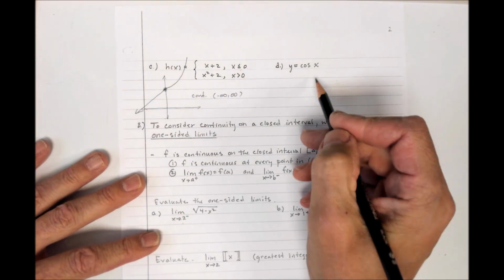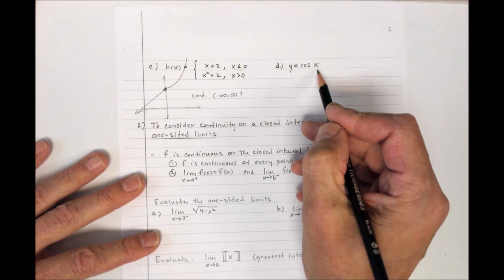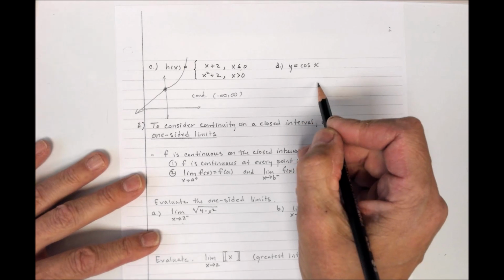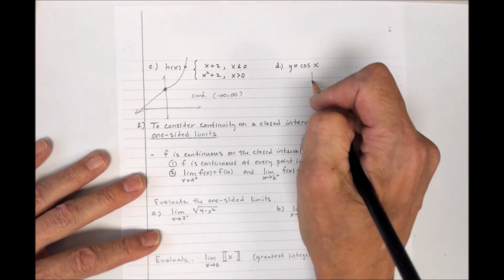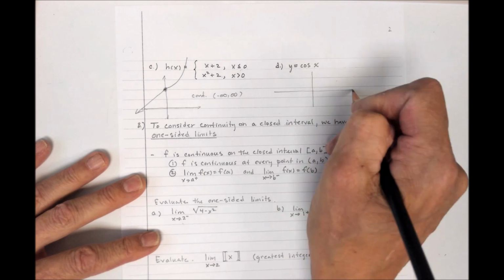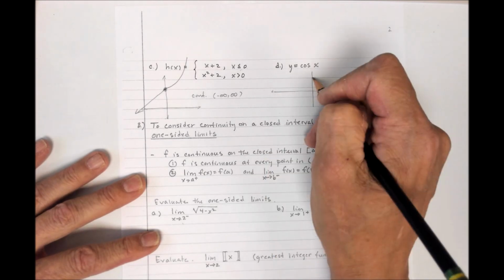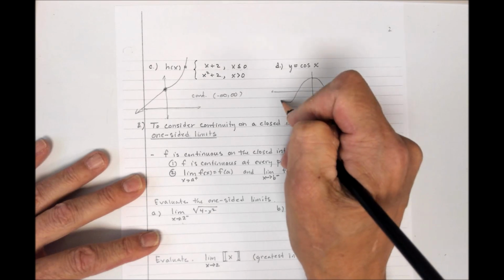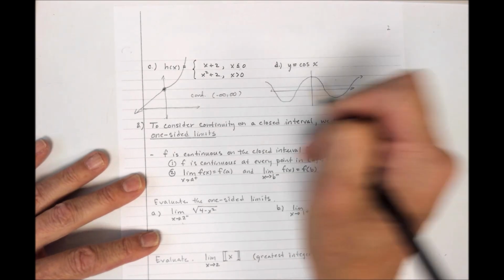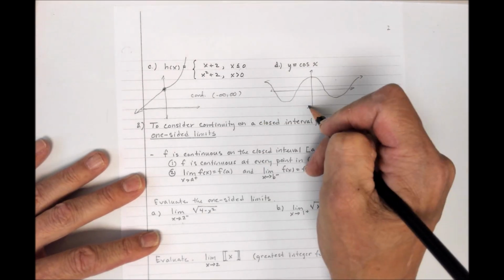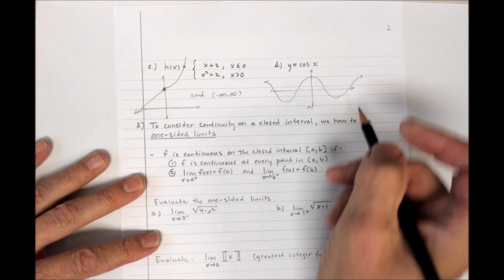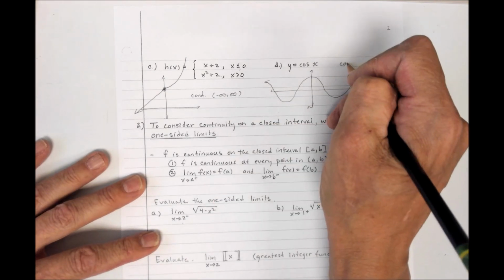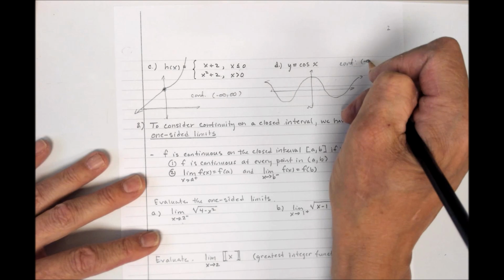Now the same thing's going on here with the cosine of x, because you guys know what the graph of the cosine of x looks like. It's a periodic function. This is going to be really rough. It's going to look something like this. And this is going to continue forever and ever, as you know. So this is continuous everywhere, or everywhere continuous as well. So I'm going to write that it's continuous from negative infinity to infinity.